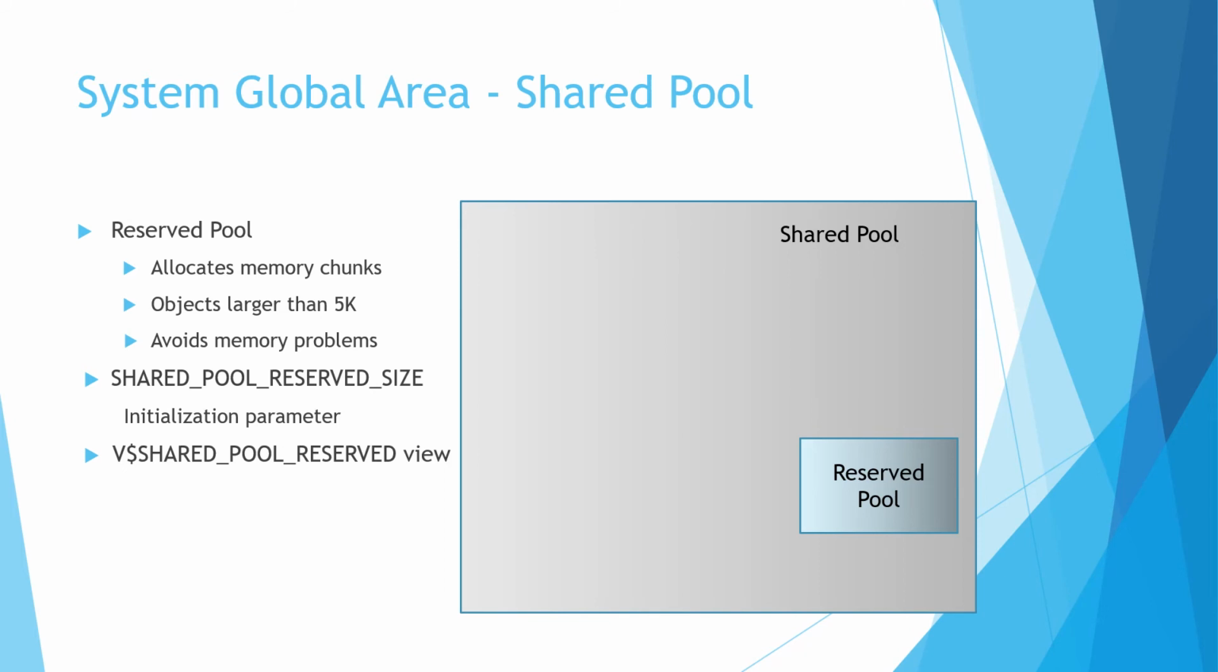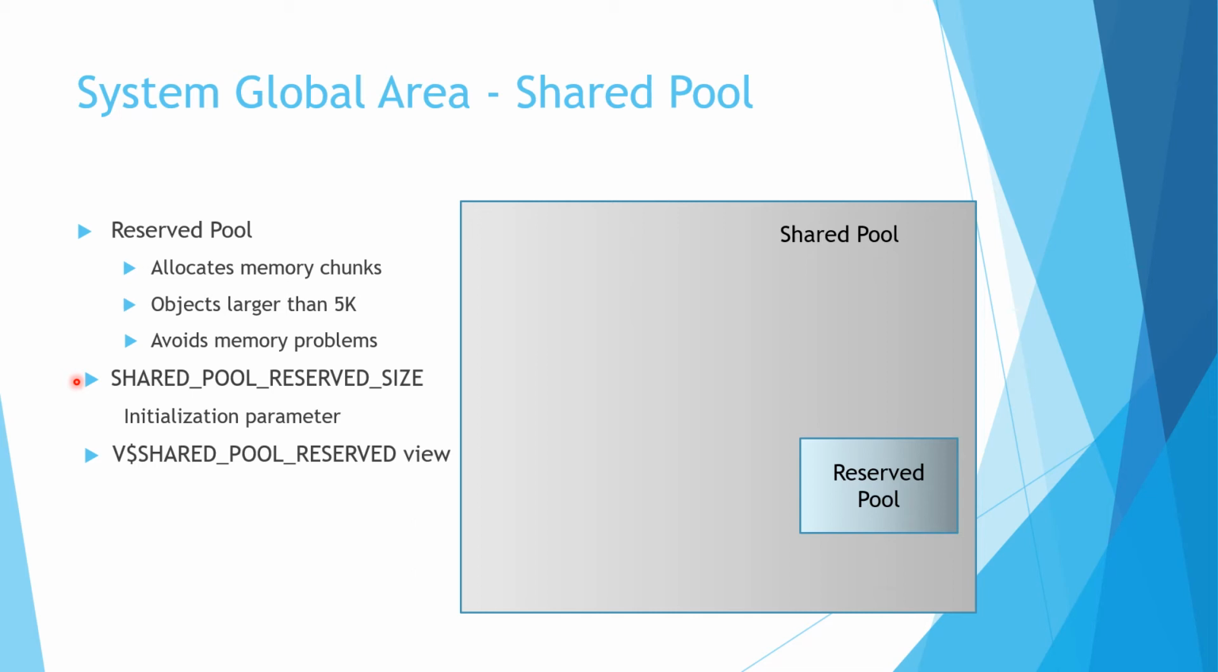Reserved pool. Oracle database can allocate large chunks of memory, contiguous memory, for objects which are larger than 5K. By allocating chunks in the reserved pool instead of contiguous memory, the database avoids running out of memory due to shared pool fragmentation. The initialization parameter, shared_pool_reserved_size, is used to allocate the memory for the reserved pool.